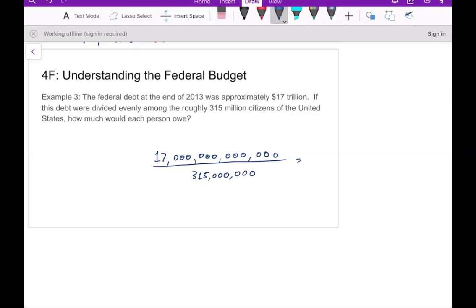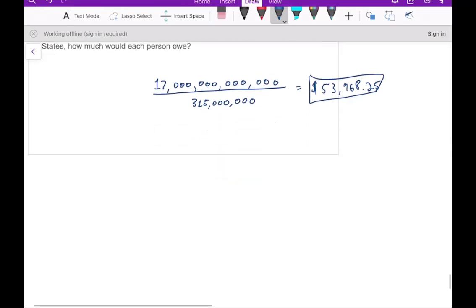Right? So 17 trillion, and if I divide that by 315 million, that would give me $53,968.25. All right, so that's quite a lot of money for quite a lot of people in order to pay off this federal debt. And of course, now 7 years in the future, it's probably even worse. It's probably much worse than that.